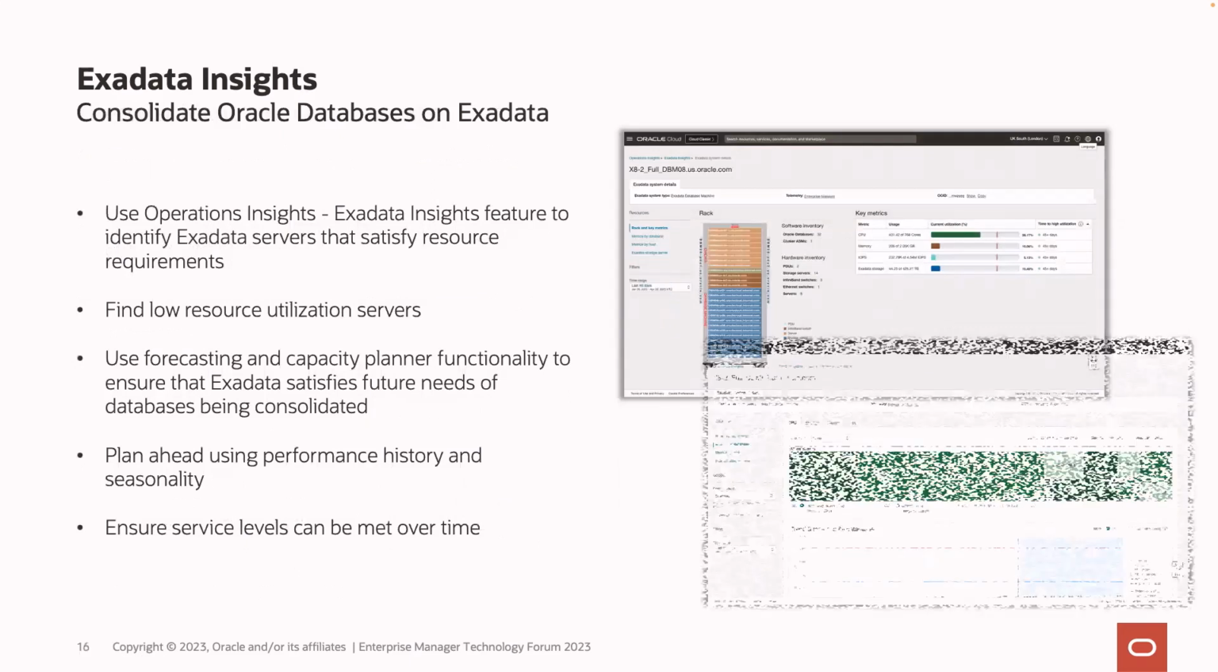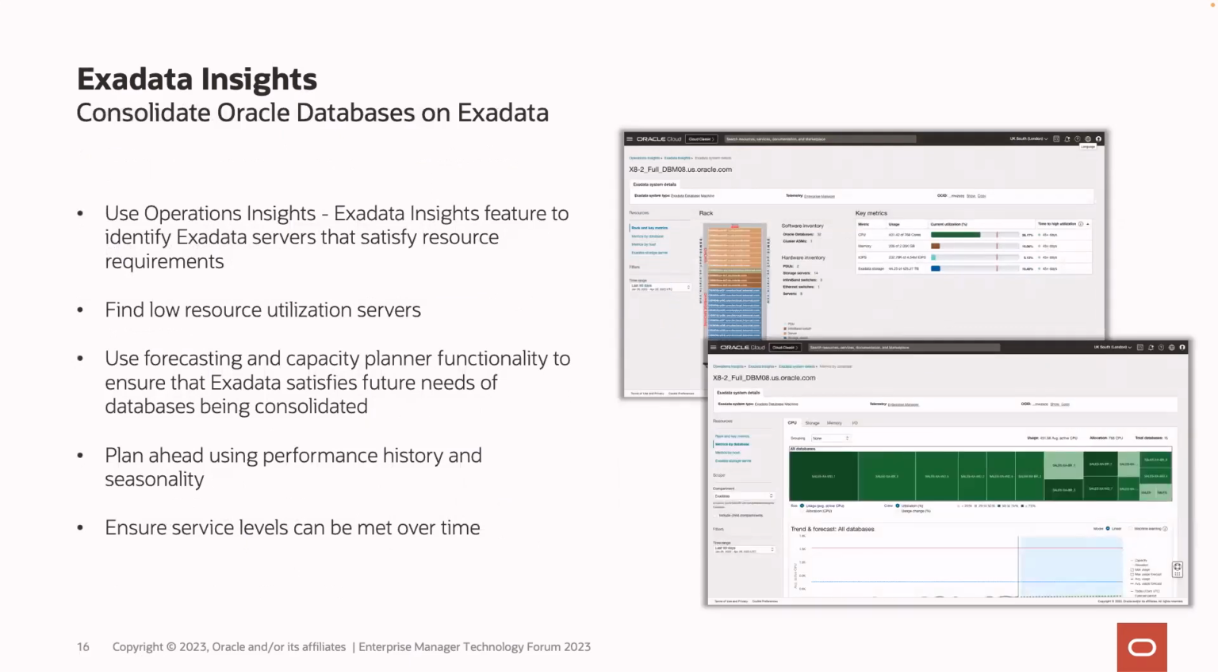Here are some other views which you can see as part of the Exadata Insights application. You have a tangible view of the Exadata system with the relevant key metrics in terms of the usage and the forecast. You can also have a view of the tree maps of databases and hosts running on the Exadata system.